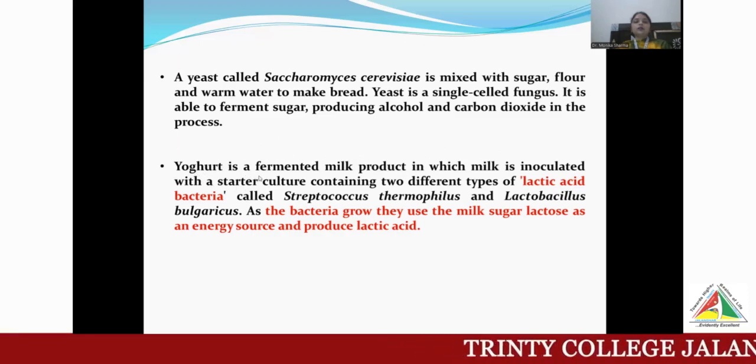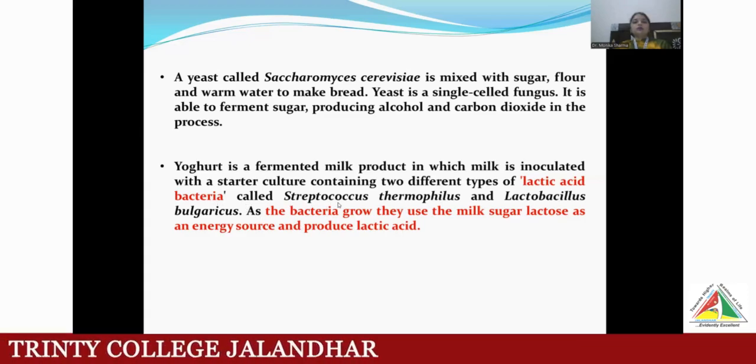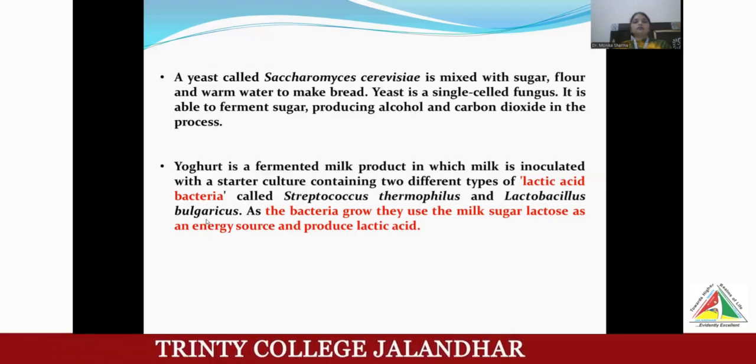The second example is yogurt. Yogurt is a fermented milk product in which we convert milk into lactic acid. Bacterial species used in this process are Streptococcus thermophilus and Lactobacillus bulgaricus.